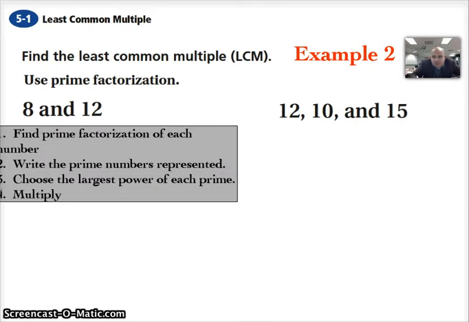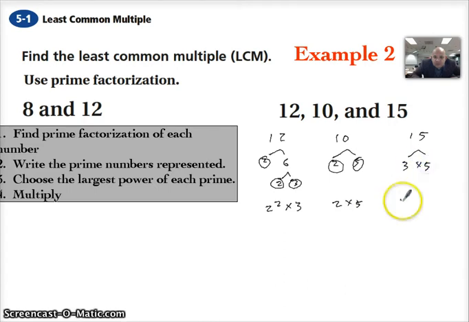Now we're going to go ahead and do the same for 12, 10, and 15. First thing we do is find the factors. So I have 12, 10, and 15. 12 we know, we did it, 2 times 6, and then it's 2 and 3. Those are all prime numbers, so that's 2 squared times 3. For 10, it's 2 times 5, and those are prime numbers. Bring those down. And for 15, it's 3 times 5, and those are prime numbers as well.